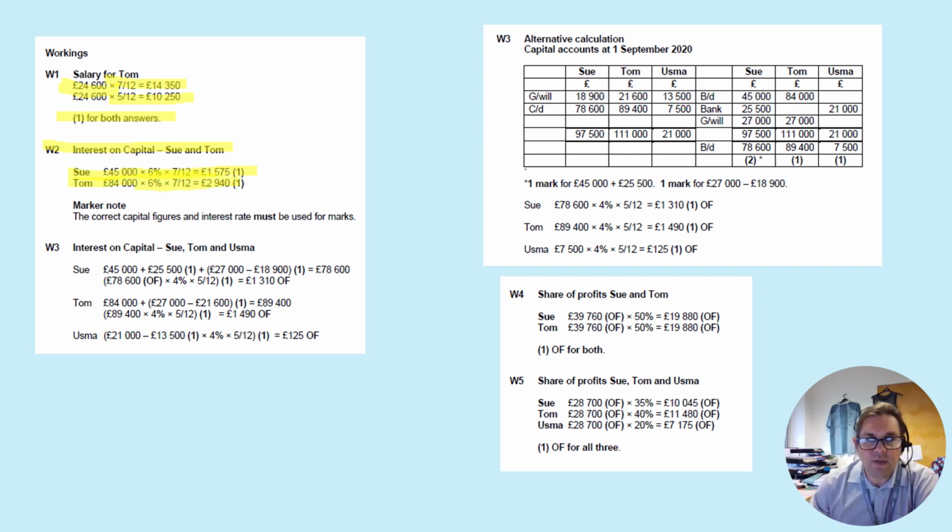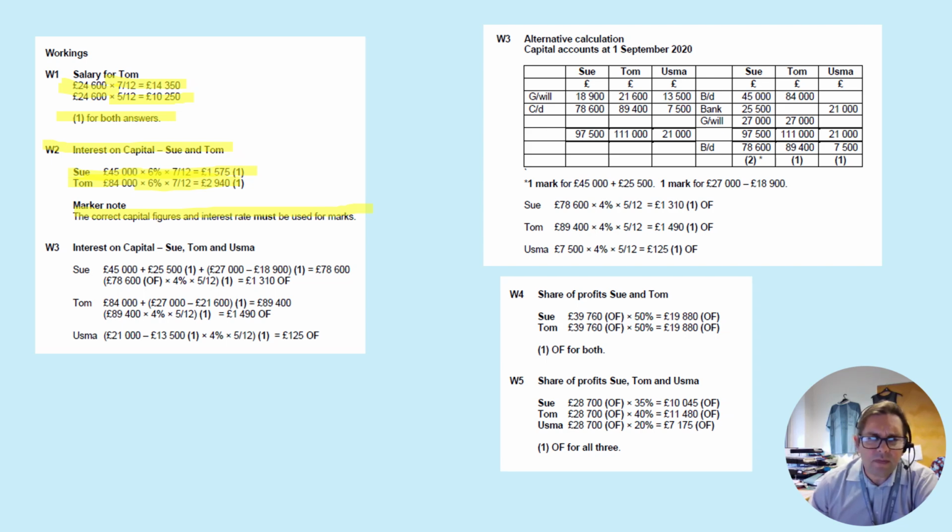There isn't really any own figure here. You've got to calculate correctly and split the months. If you don't, you'll get nothing, and then you deduct those from profit in the appropriation account, which we'll show in a moment. For the second 5 months, it's a little bit more complicated.